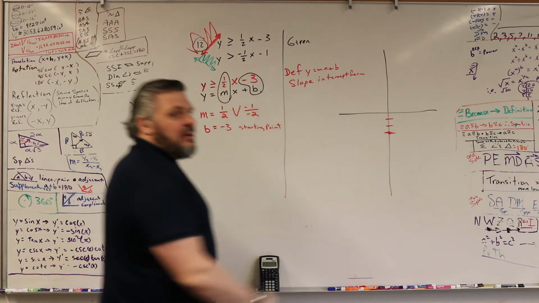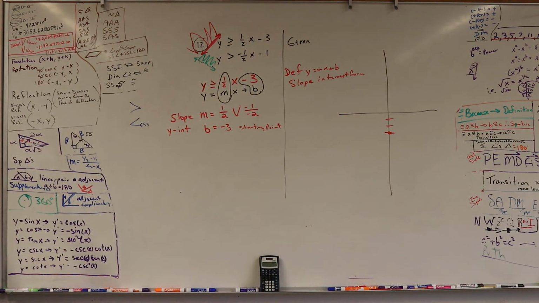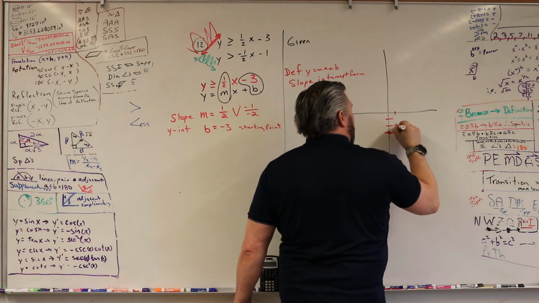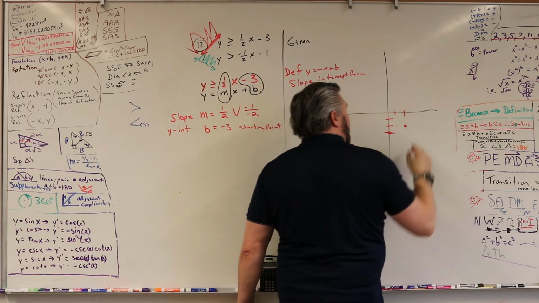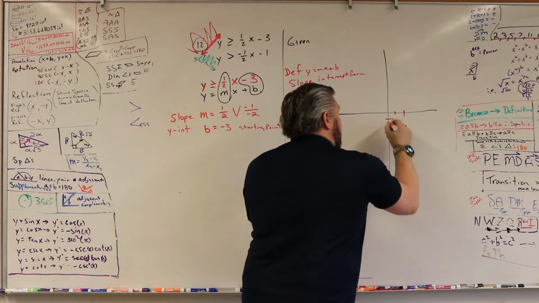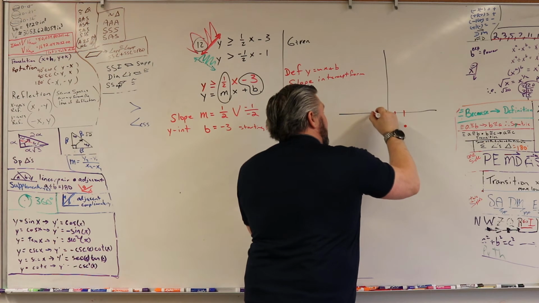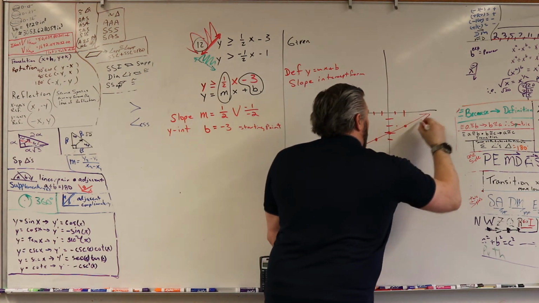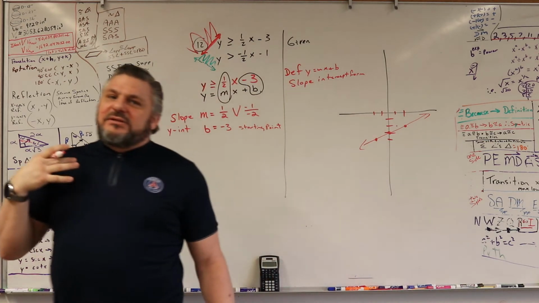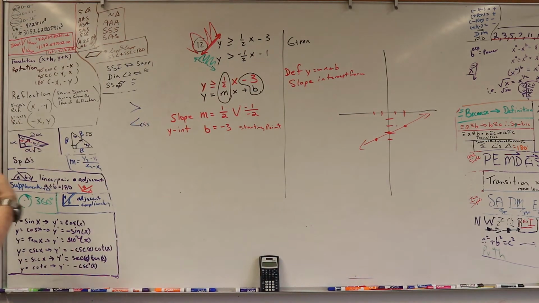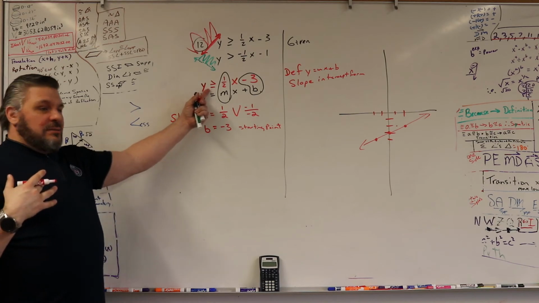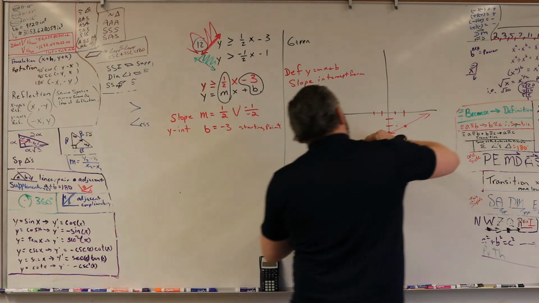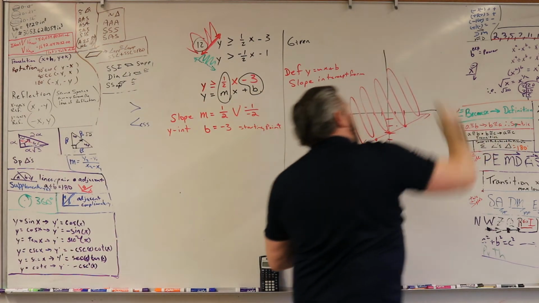I'm starting there. And then my slope you said was 1 over 2. That means I go up 1 and right 2. Or I could go down 1 and left 2. Does that make sense? Is it a dotted line or a solid line? Solid, because it equals. Am I graphing up or down? Up. See how easy that is?